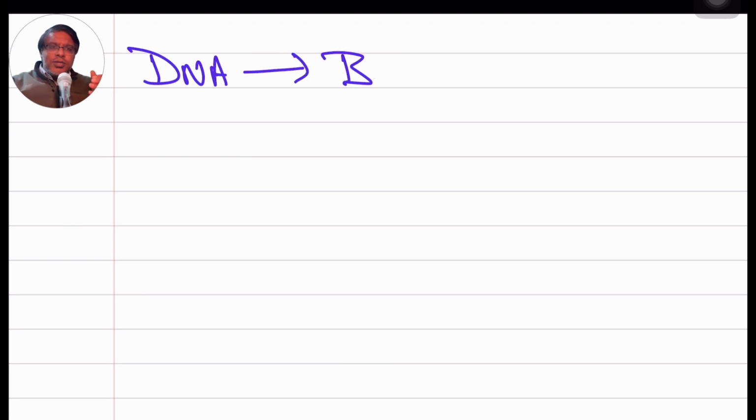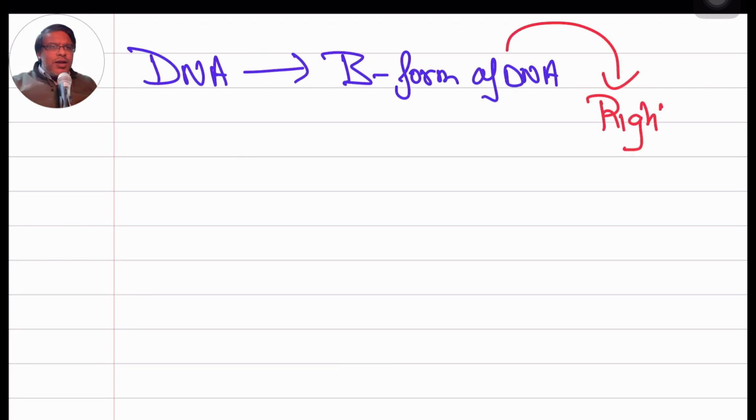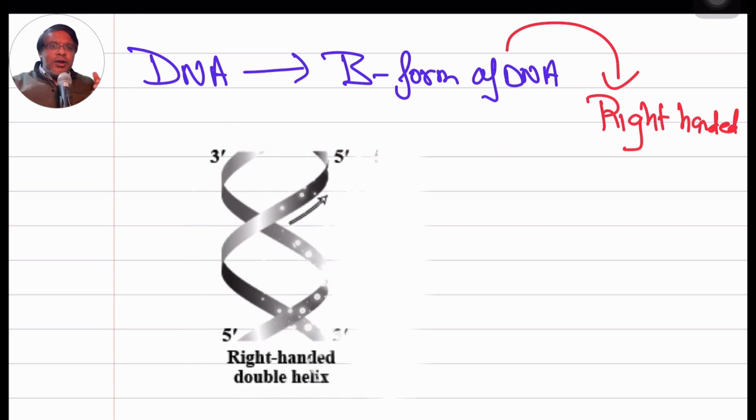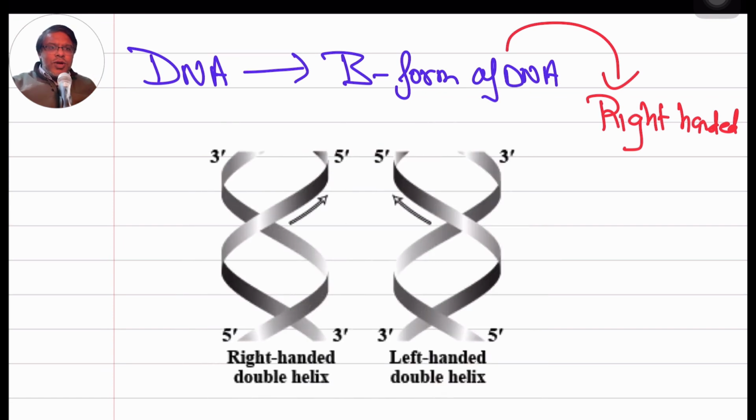Next, I just want to tell you, keep in mind, DNA is generally found in the B form. The B form of DNA is right-handed. When you see the helix, you can have 2 types of DNA: one is a right-handed double helix, another is a left-handed double helix. In the case of a right-handed double helix, if you see the chain from bottom to top, it moves towards the right hand.